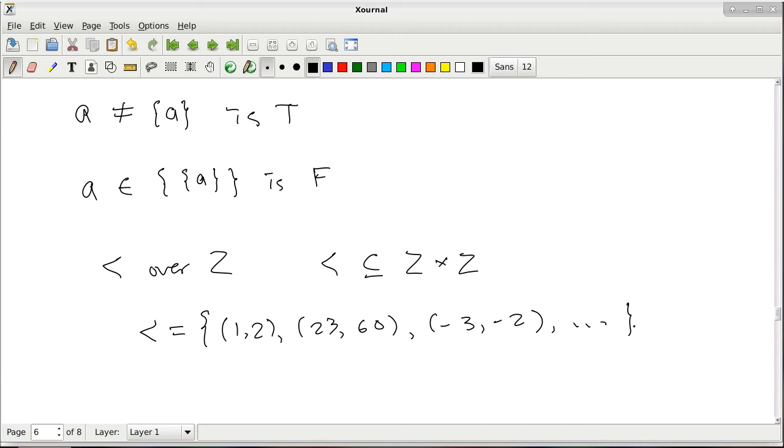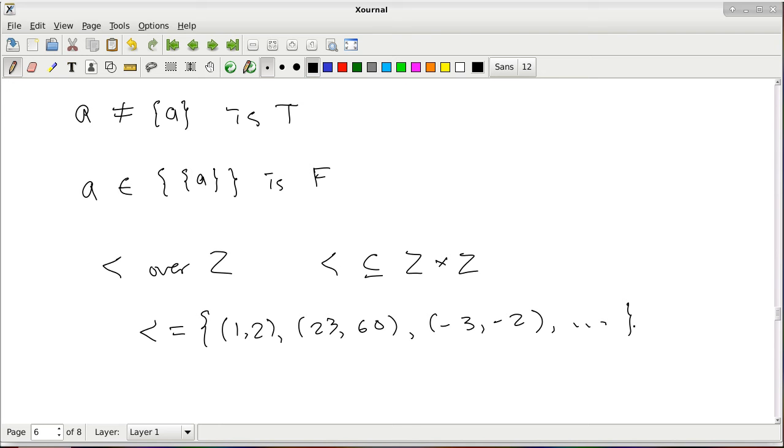Do we have a problem with (23, 60) as a 2-tuple being inside the Cartesian product of Z and Z? Nope, that's where it belongs. What about (0, 0)? Well, (0, 0) does not belong in this set because 0 is not less than 0, so it's excluded from this particular set. So that's the idea of a relation in discrete math. Do we have any questions about relations? Just a general idea.